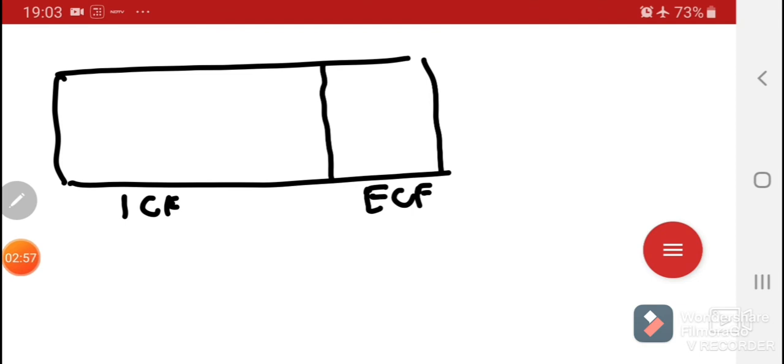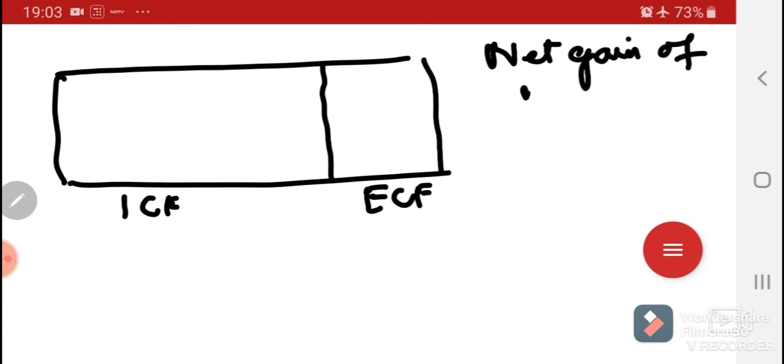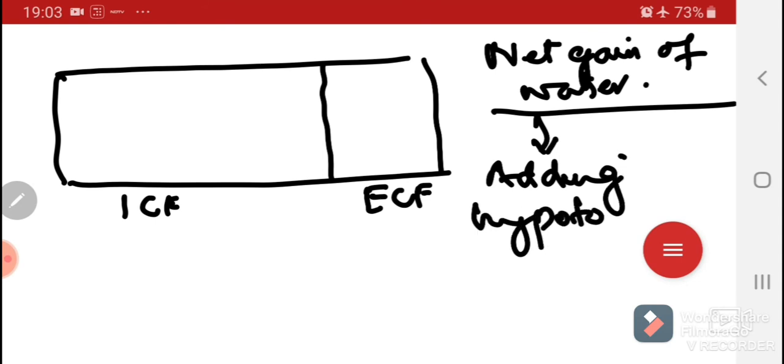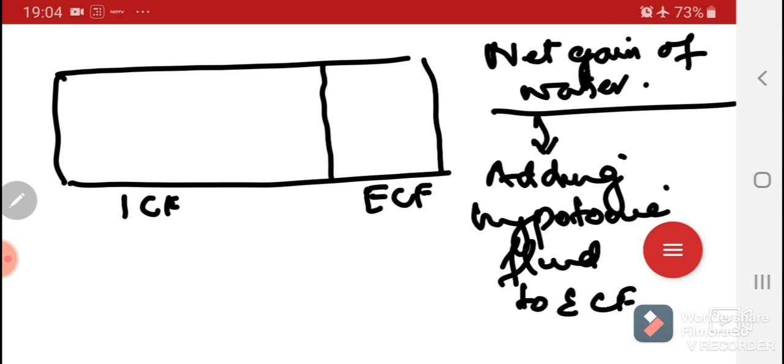The next scenario is that of net gain of water. That is adding hypotonic fluid to ECF, or it means ingesting large amounts of water, infusing hypotonic fluid or saline or dextrose in water to the person.